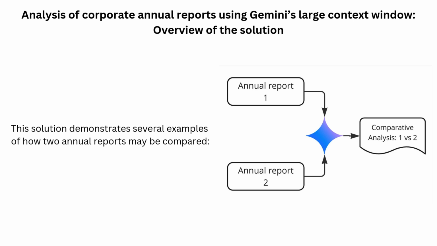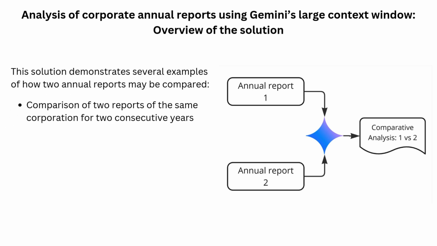So this solution demonstrates how Gemini LLM may be used for analysis of annual reports and why it's important to have a large context window for this kind of tasks. There are several examples in each of which two annual reports are compared. The summary of this comparative analysis is presented in a condensed, convenient format.